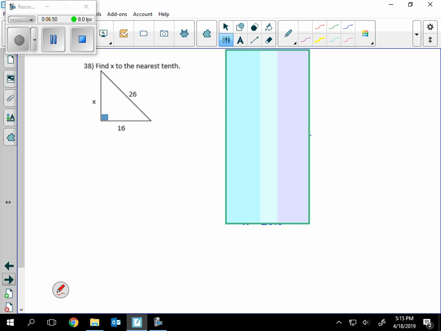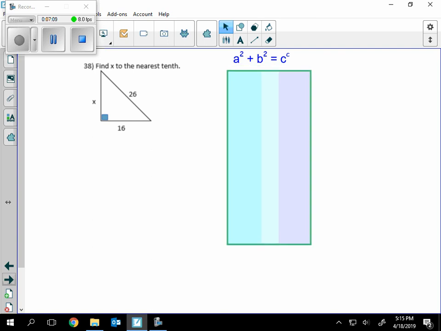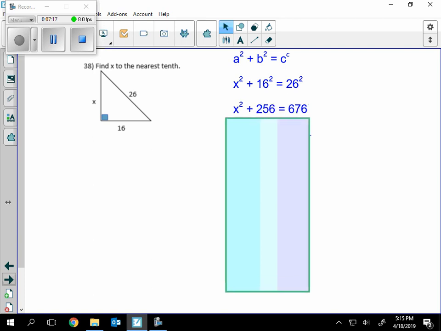On number 38, now we're not talking about angles. We're back to talking about sides of a right triangle. So again, anytime you're thinking of sides of a right triangle, you're thinking A squared plus B squared equals C squared. Be careful. What's the 26? I hope you recognize that the 26 is the hypotenuse and has to go in for C. So now you can square those amounts with a calculator or by hand and plug them in.